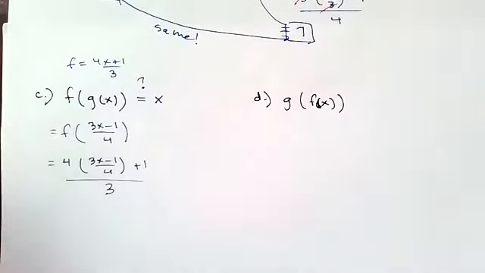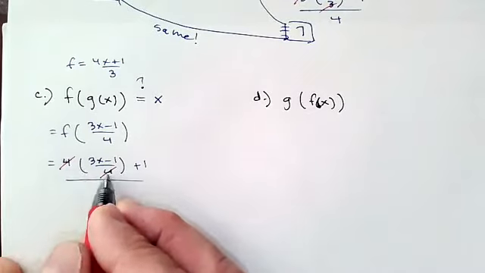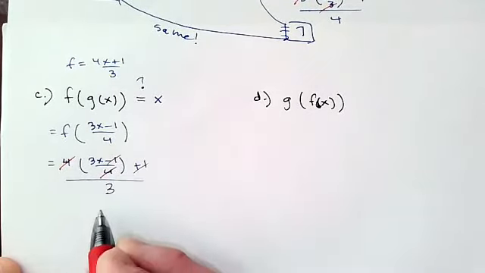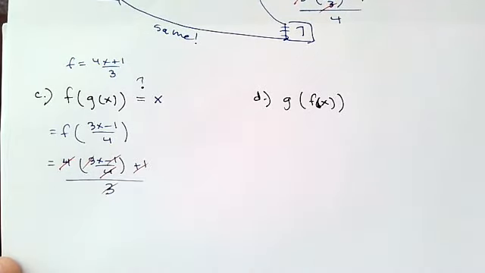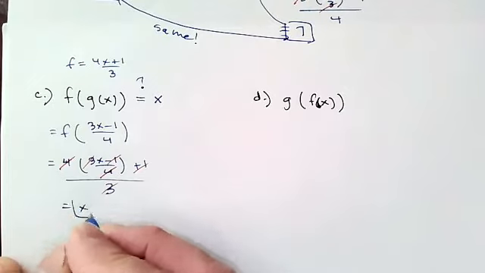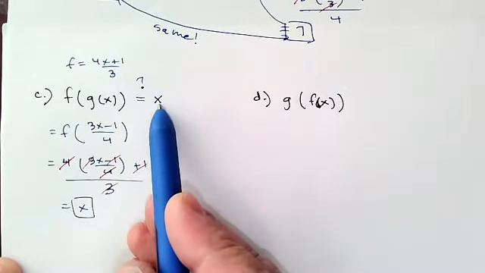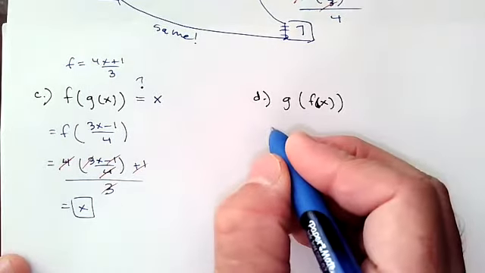Well, let's see what happens here. The 4s are going to cancel. Once they cancel, this could just drop down. The minus 1 and the positive 1 cancel. And once those cancel, 3x divided by 3 just leaves me with x, which is what we were kind of thinking might happen. Let's see if it happens the other way.